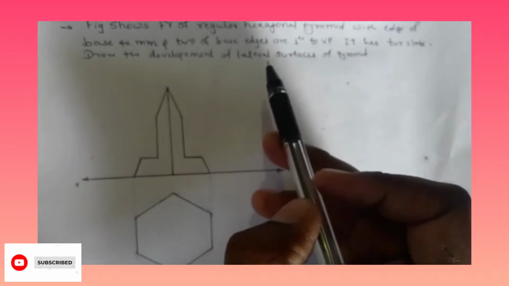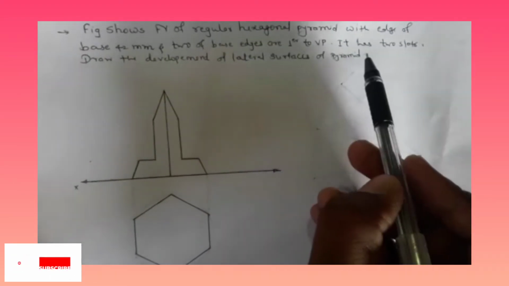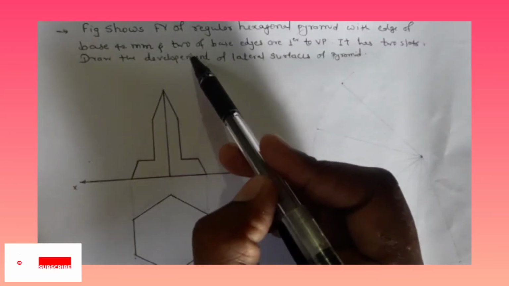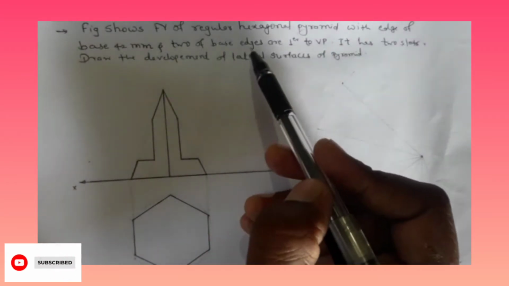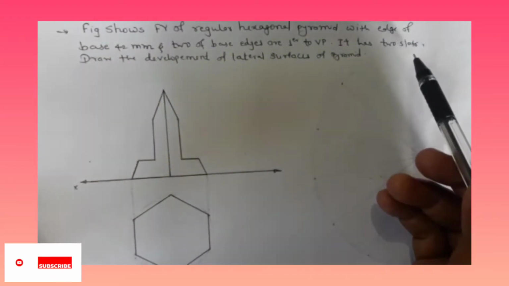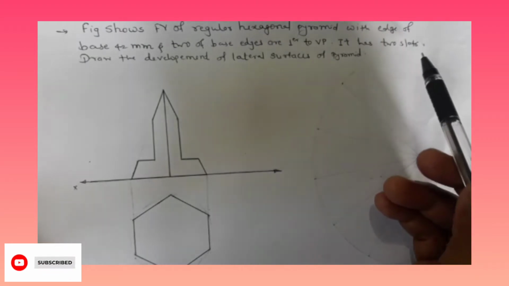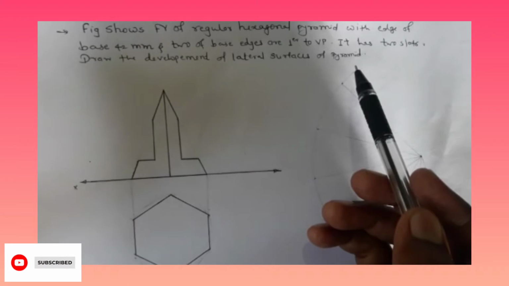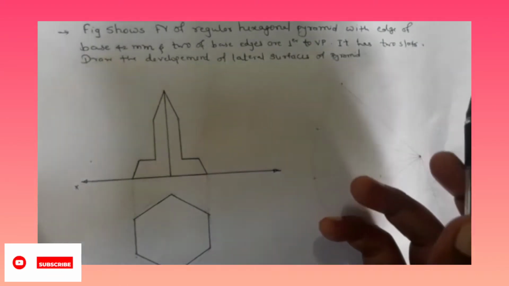So here it is mentioned: the figure shows the front view of the hexagonal pyramid with edge of base 42 mm, and two of the base edges are perpendicular to VP, and it has two slots. Draw the development of the lateral surfaces of the pyramid.